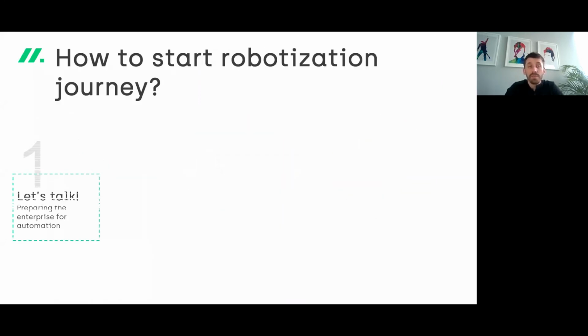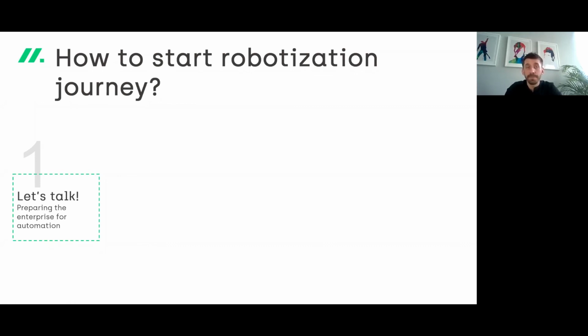Okay, let's move on because we should start the Q&A session. So if you would like to start the robotization journey, what steps should be done? First step is let's talk. During the first step, you should prepare the company, the enterprise for the automation. If we could help you with this step, as I said, let's talk, let's have a meeting, and let's discuss the potentials.